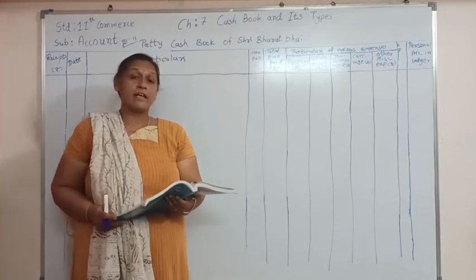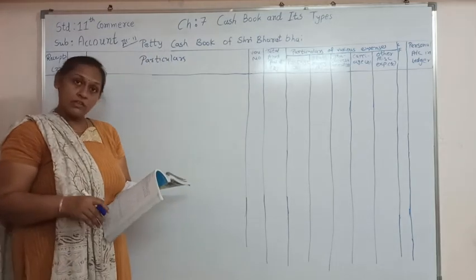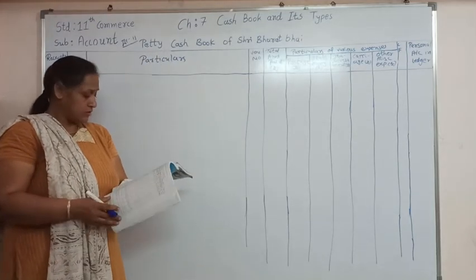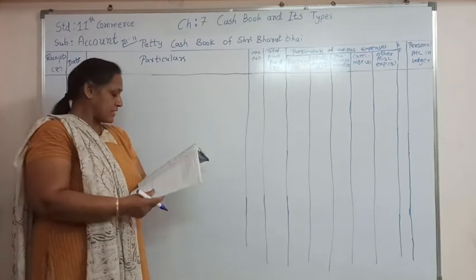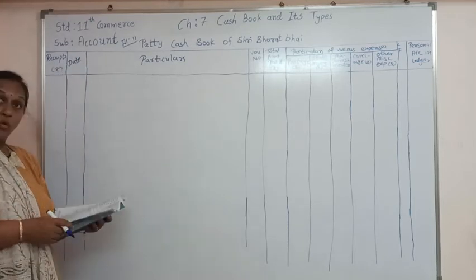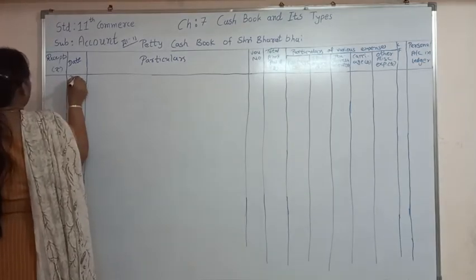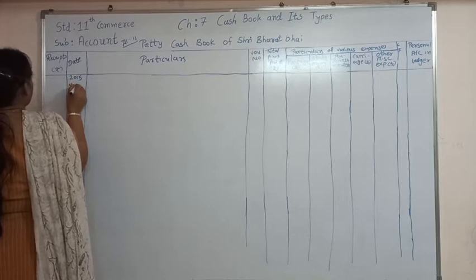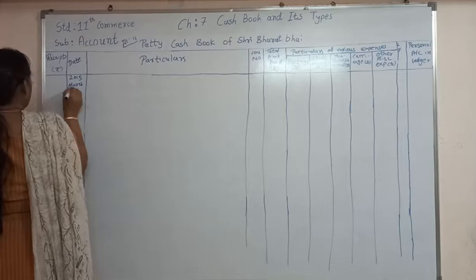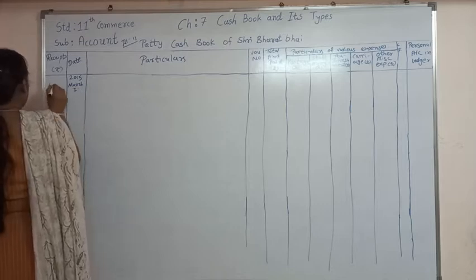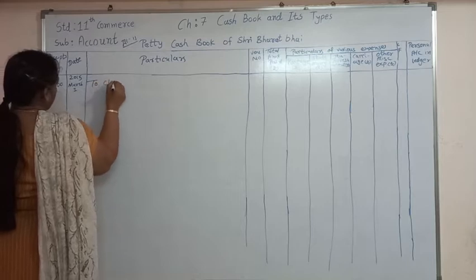So here we are going to prepare the petty cash book according to the Imprest system. Here cash is maintained fixed, so fixed cash will be given to the petty cashier. On March 1st, 2015, cash received from chief cashier 4,000. So that we are going to write down here: 2015 March 1st, 4,000, to chief cashier.